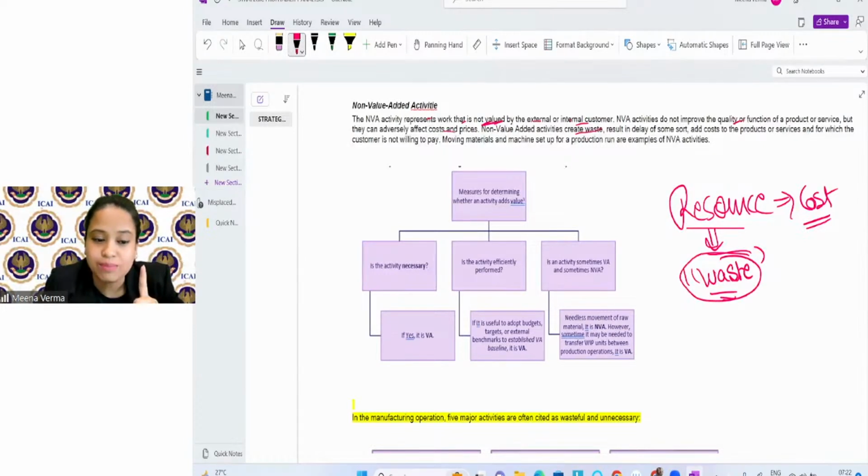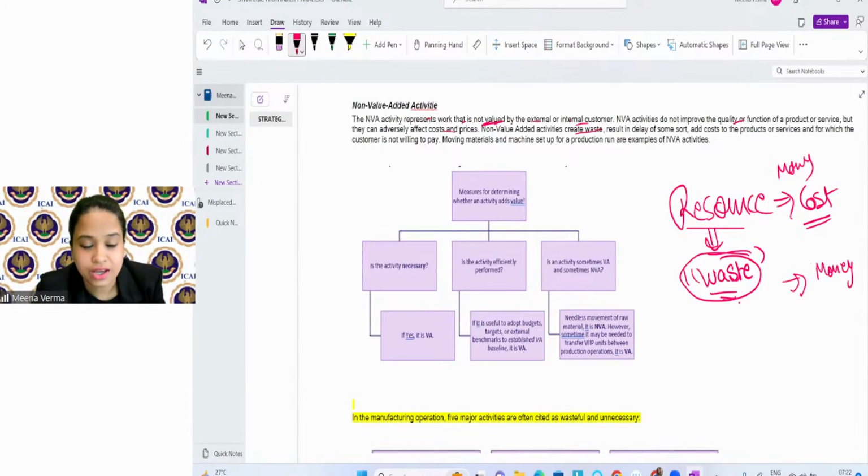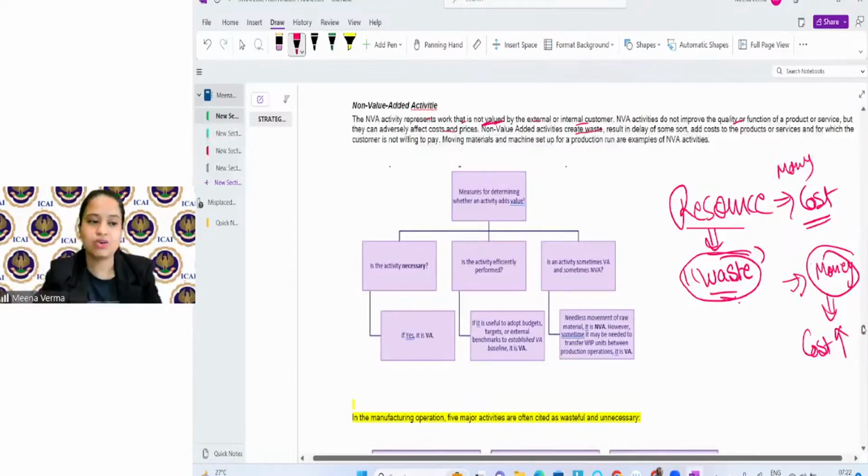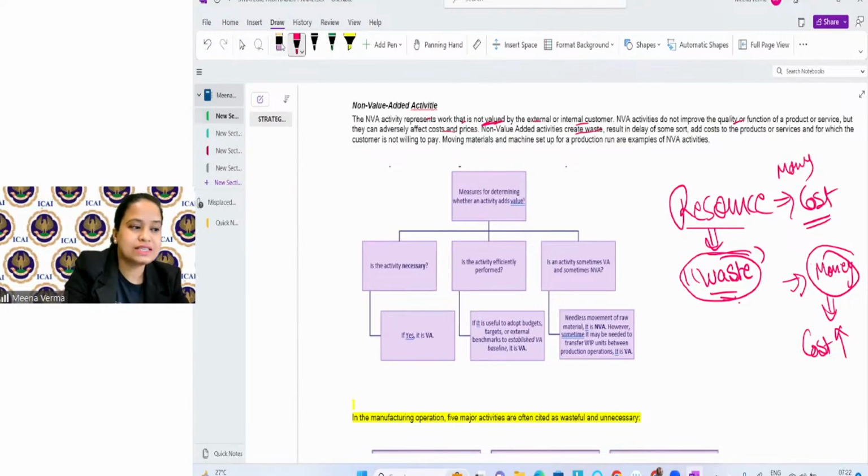Why? Because I have already paid the money for it, right? And I'm not using it. So it's a waste for me. So when I waste the resource, I'm wasting my money. I've wasted the money, right? So it will increase the cost. So this will what? This will increase the cost. Not good, right? It's not good. So the point is that it is increasing the cost.